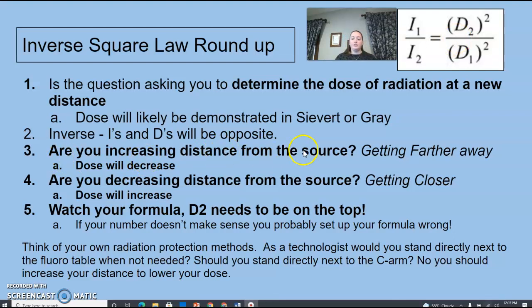Use your common sense too. Are you increasing your distance from the source? Are you getting farther away from the source? Your dose is going to go down. Are you decreasing distance from the source? Are you getting closer? Dose will increase. Just watch your formula. Make sure you put those numbers in the right spot. If your number doesn't make sense, you set up your formula wrong.